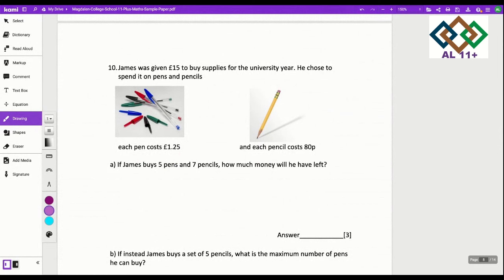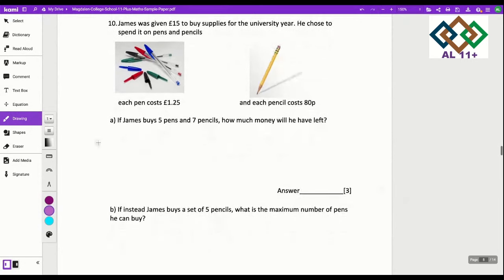So now we are on number 10. They are saying James was given £15 to buy supplies for the university year. He chose to spend it on pencils and pens. Each pen costs 1.25 and each pencil costs 80p. If he buys 5 pencils and 7 pens, how much is he left with?